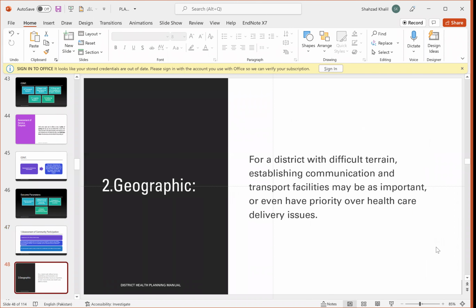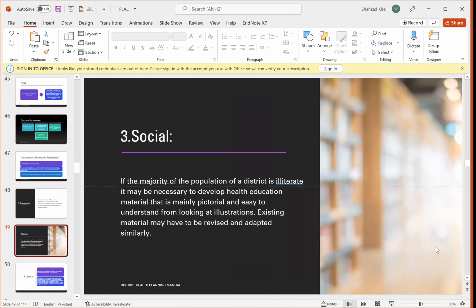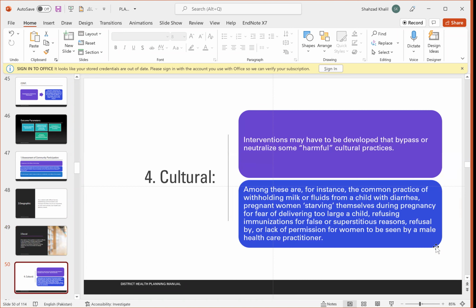Geographic: for a district with difficult terrains, establishing communication and transport facilities may be as important or even have priority over healthcare delivery issues. Social: if the majority of the population of the district is illiterate, it may be necessary to develop health education material that is mainly pictorial and easy to understand from looking at illustrations. Existing material may have to be revised and adapted similarly. Cultural interventions may have to be developed that bypass or neutralize some harmful cultural practices.